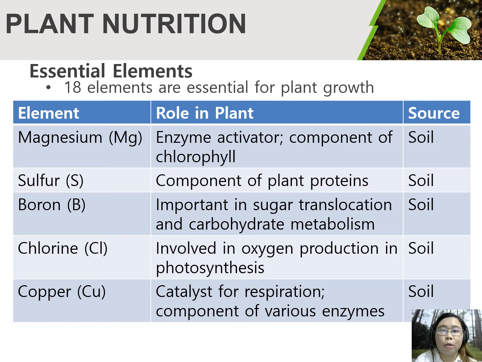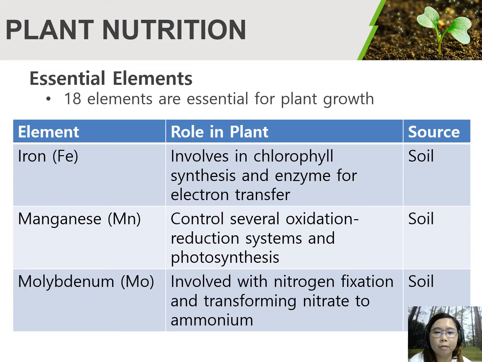Boron is important in sugar translocation and carbohydrate metabolism. Fluorine is involved in oxygen production in photosynthesis, and copper is a catalyst for respiration and a component of various enzymes. For iron, manganese, and molybdenum: iron is involved in chlorophyll synthesis and in enzymes for energy transfer.